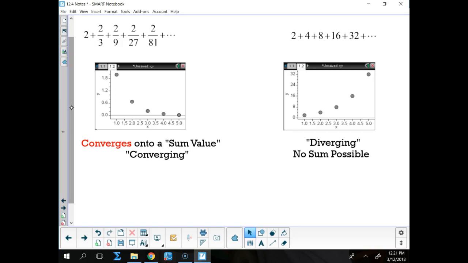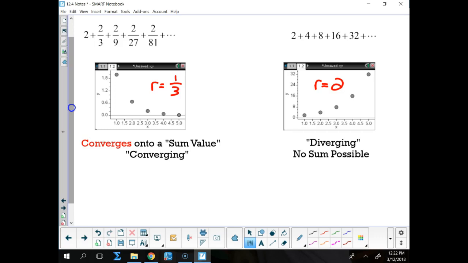Somebody got a calculator out? What is 2 divided by 81? 0.024691. So 0.024, right? Okay. Then the next one would be 0.004. And the next one after that would be 0.001. So we're really not adding a lot to that sum. Okay? So this R value here we said was 1/3. And this R value we said was 2.